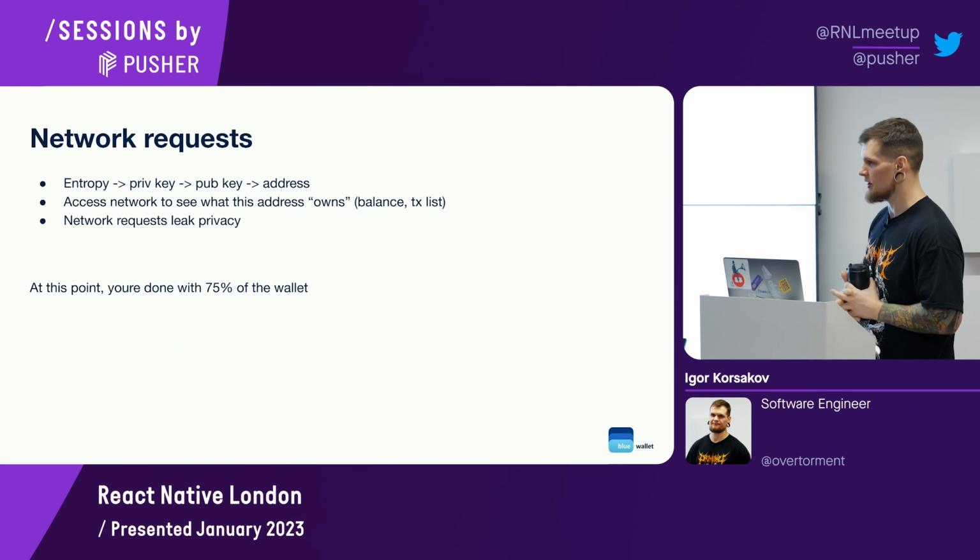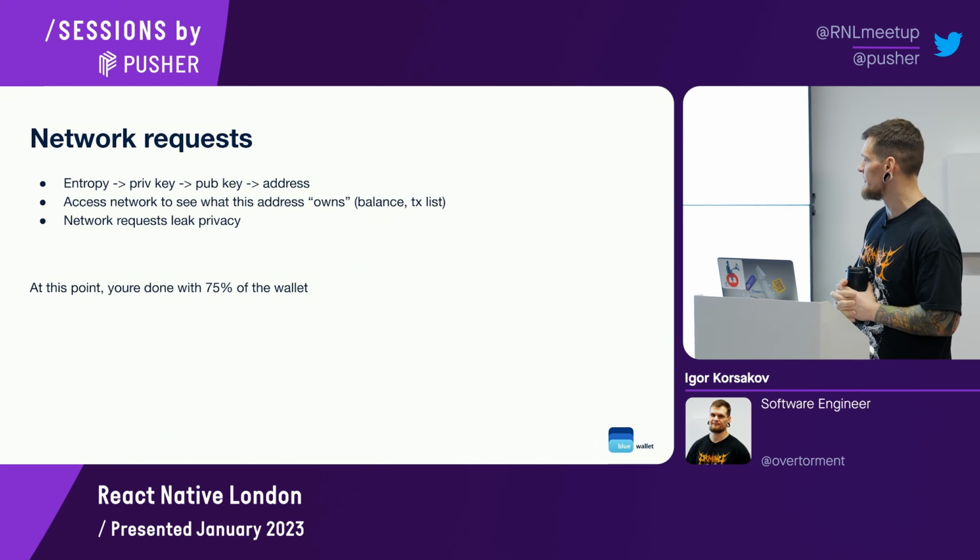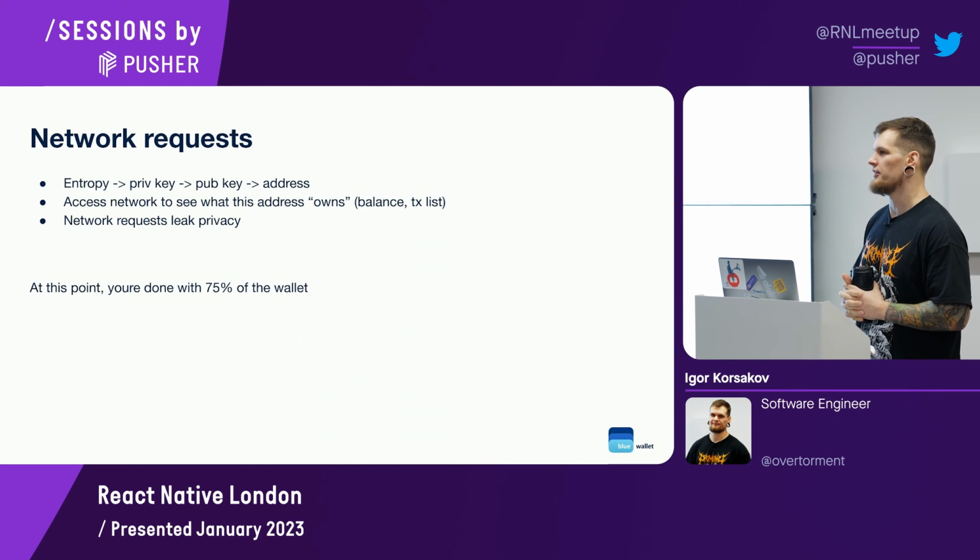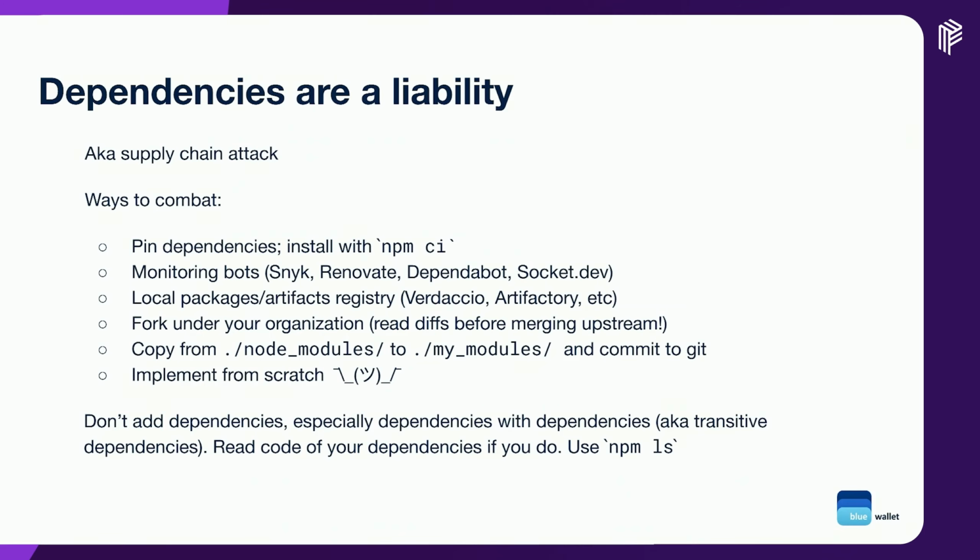And OK, so let's say we've done that. And at this point, we've got 75% of wallet done. Yeah, next thing to finish is just implement sending functionality, and that's it. 100% of your wallet is done. So let's talk a bit more on the topics that are really important when working with cryptocurrencies.